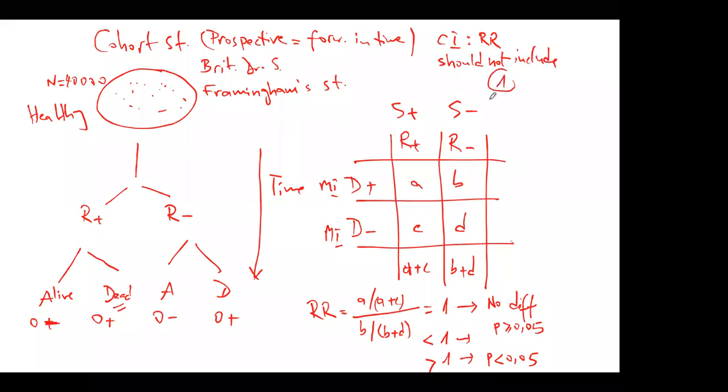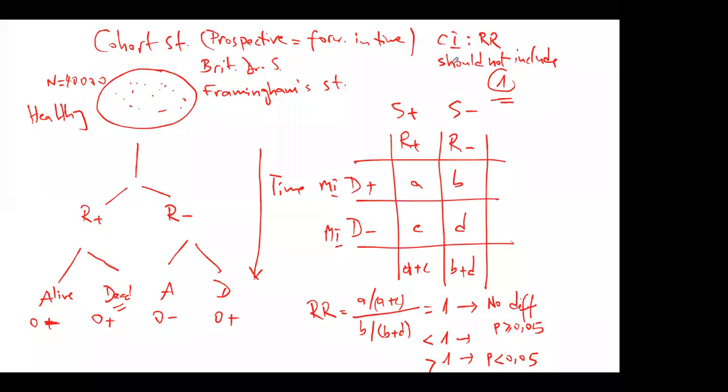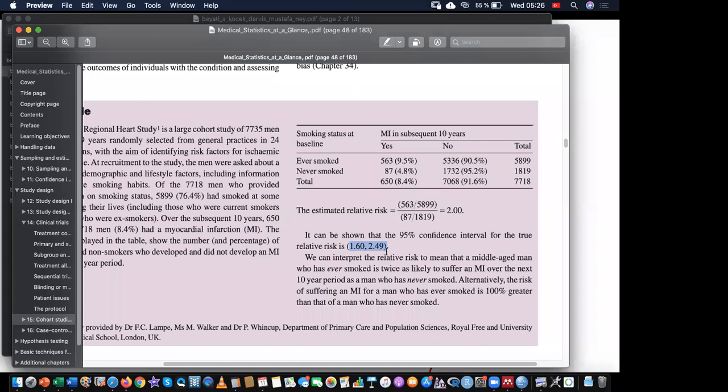Of course, you know this, but I just repeat it. Why 1? Because if the confidence interval of the relative risk includes 1, it means there is no difference. You remember in my previous lectures, I mentioned the confidence interval of the difference. The confidence interval of the difference should not include 0. If the confidence interval includes 0, a 0 difference means no difference. And in the case of risk, a risk of 1 means no risk, no difference. Therefore, it should not include 1.